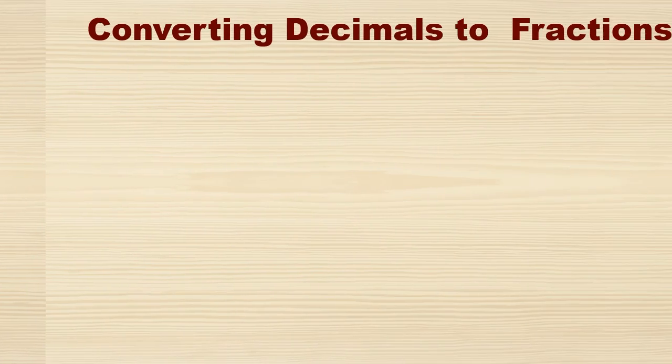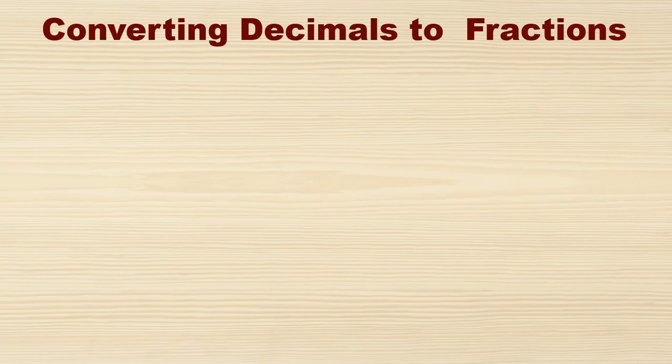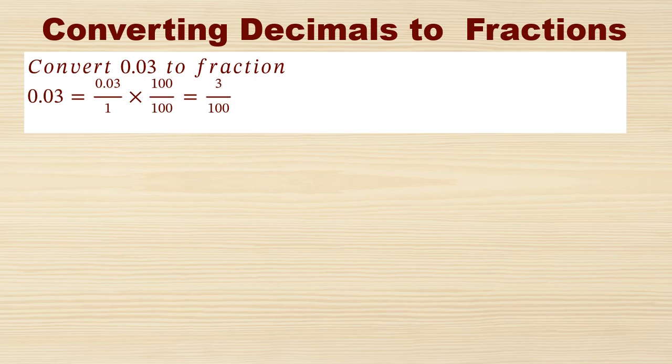Converting decimals to fractions. There are many instances where the need may arise for us to convert decimals to fractions. Here are some examples on how to convert decimals to fractions. The first one, convert 0.03 to a fraction. Since we have 2 digits after the decimal place, we can multiply by 100 over 100.